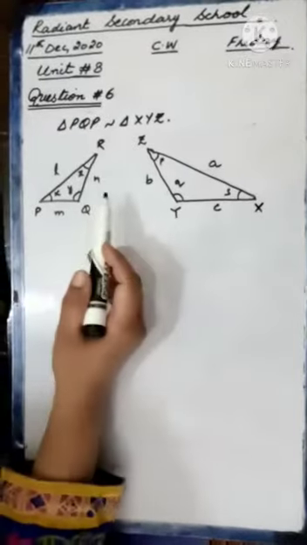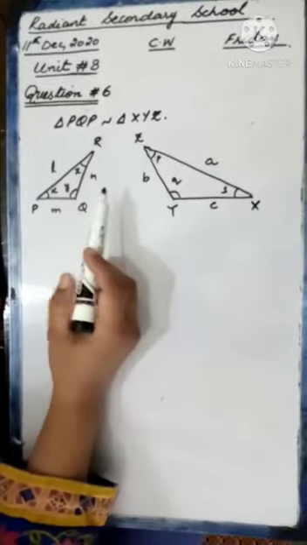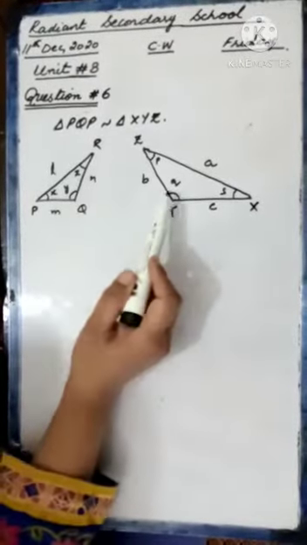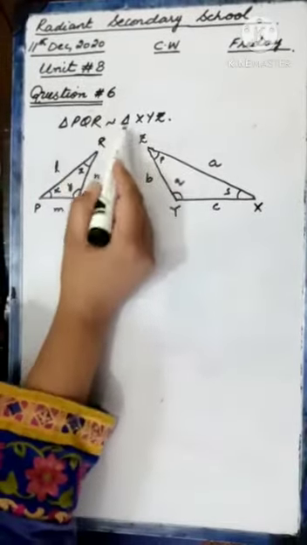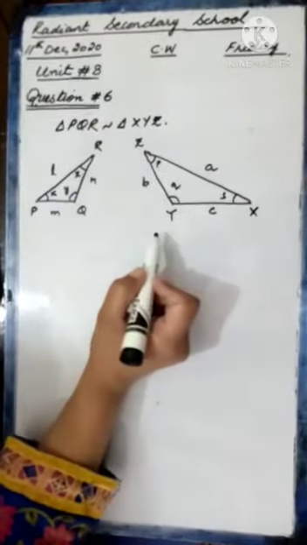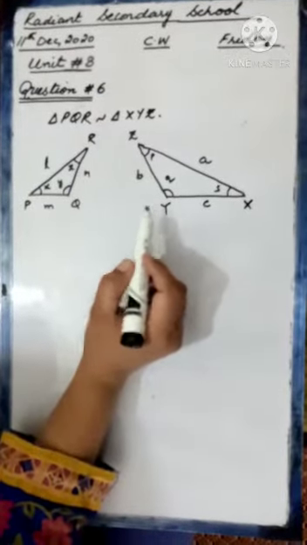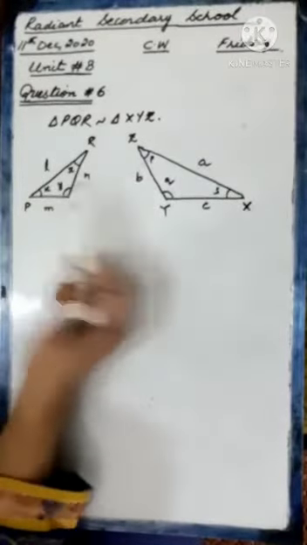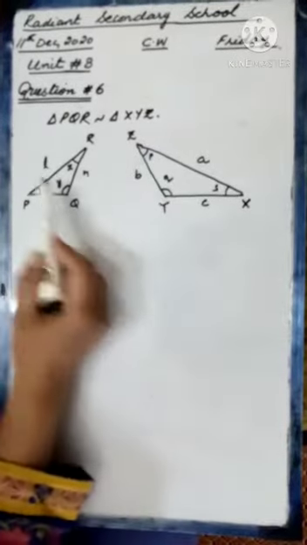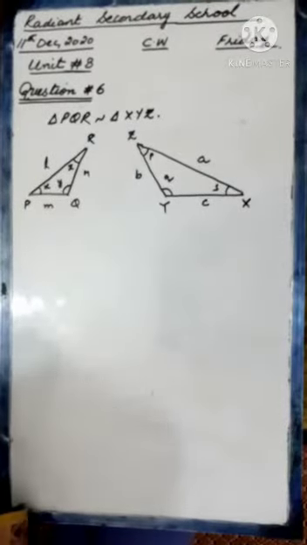Okay students, now this is the last question of today's lecture. In this question you are given two similar triangles, triangle PQR and triangle XYZ. The similar figures are given. We have to just find the relation between the sides and angles. You know, all these are unknown. These are variables in sides as well as in the angles. So we just have to find the relation.